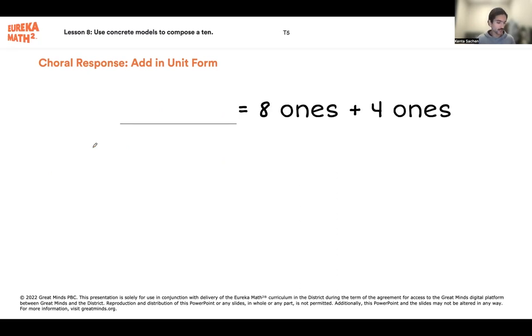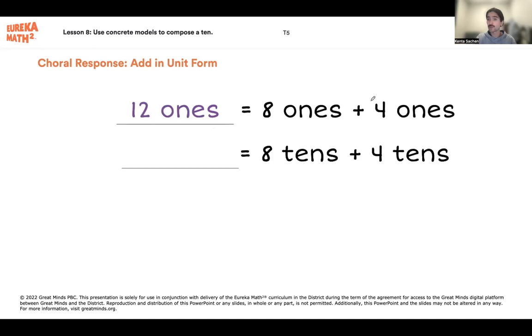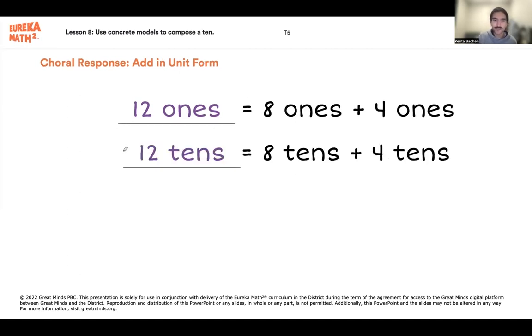Okay, here's another one. It might be a little challenging. 8 ones plus 4 ones. What is 8 ones plus 4 ones? Emilia? 12 ones. Very good. Or 12. About 8 tens plus 4 tens, Frida. What's 8 tens plus 4 tens? Yeah, 12 tens, which is equal to 120. You might notice that there's always going to be a 0 at the end when there's a tens, right? 12 ones is equal to just 12. 12 tens is equal to 120.